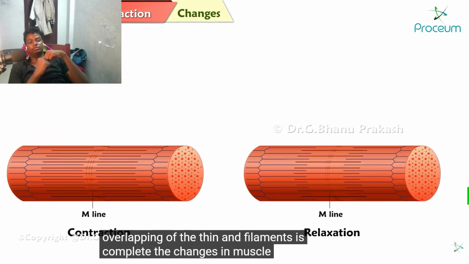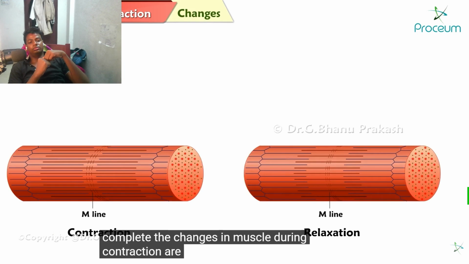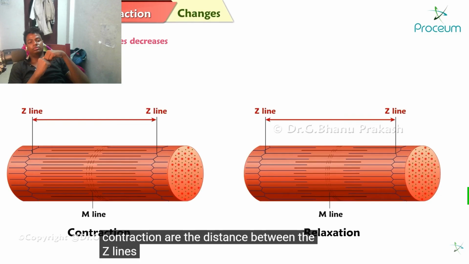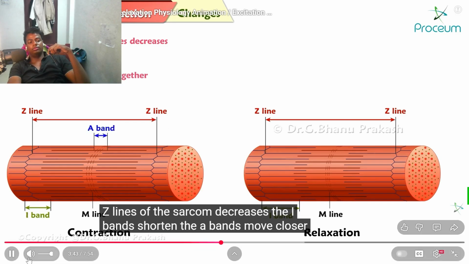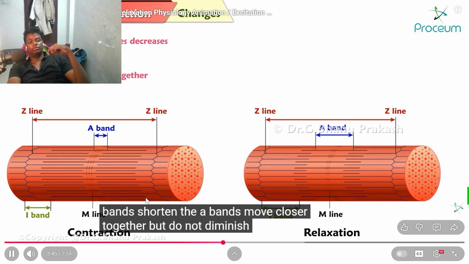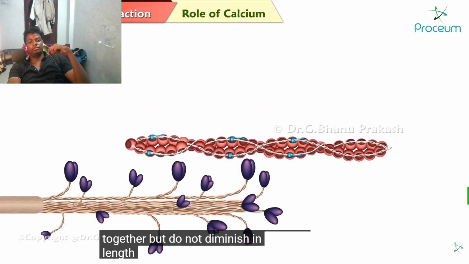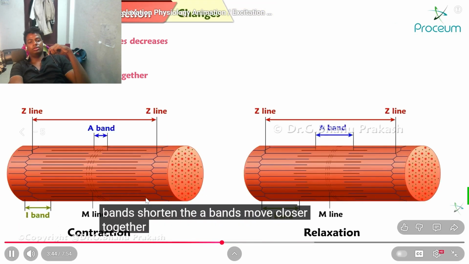The changes in muscle during contraction are: the distance between the Z lines of the sarcomeres decreases, the I bands shorten, and the A bands move closer together but do not diminish in length.